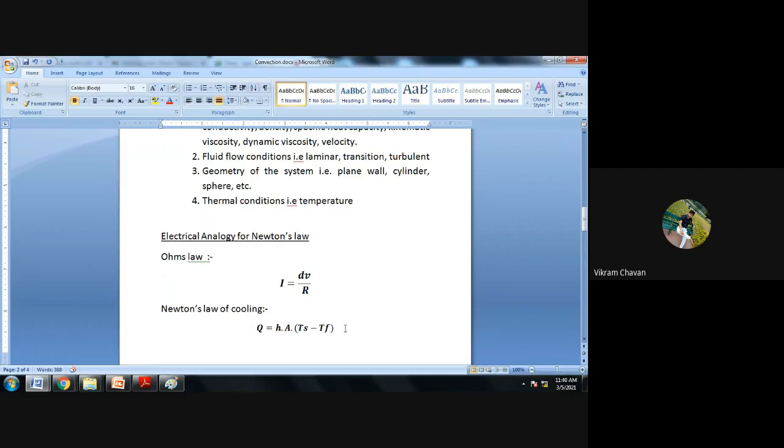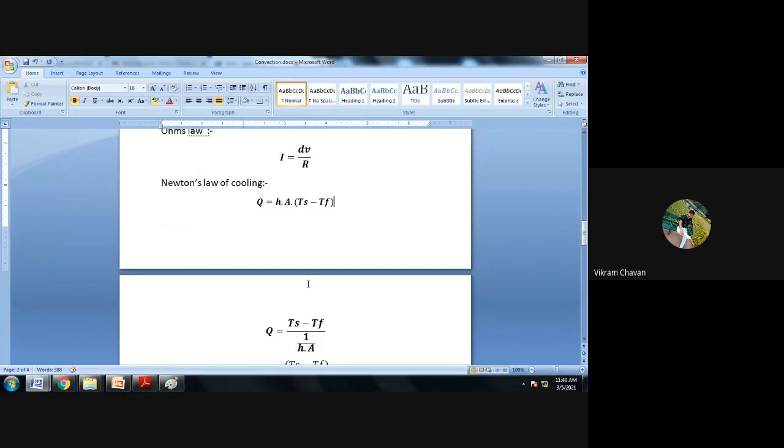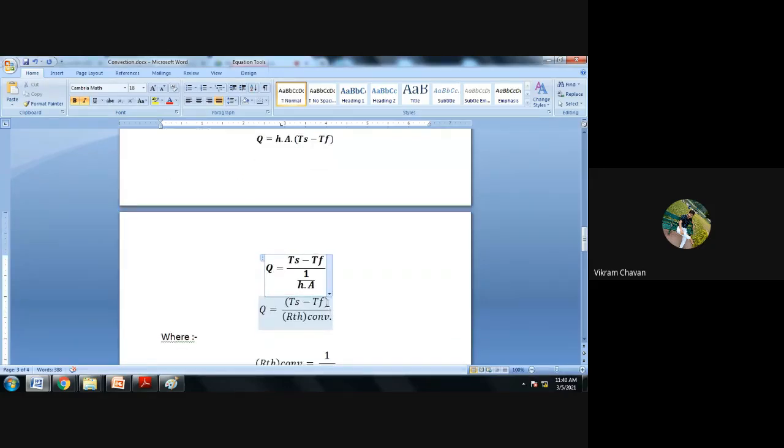Further, we are rearranging this equation to find out the thermal resistance. We have rearranged this equation in such a manner that there is no change in the significance of this particular equation. So Q is equal to (Ts minus Tf) whole divided by 1 upon h multiplied by A.